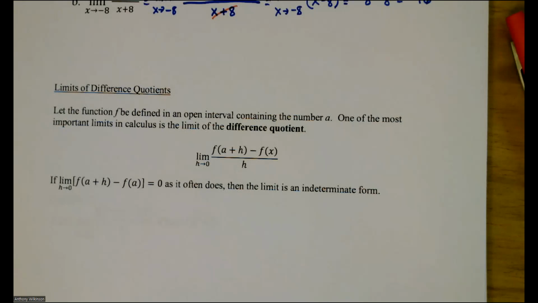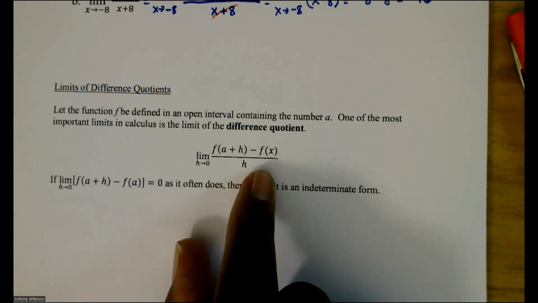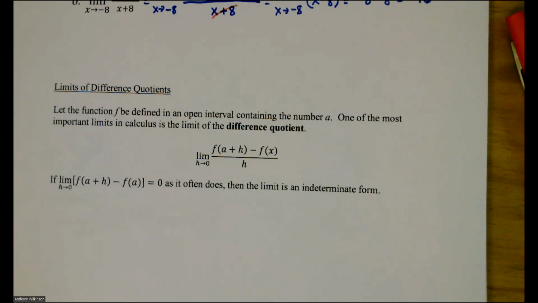Now keep in mind, when we get into talking about the derivative or introducing you to the derivative, we're going to be dealing with this difference quotient. And if the limit as h approaches 0 of the quantity f of a plus h minus f of a is equal to 0, as it often does, then that limit is going to be in an indeterminate form. So in some cases, you may have to simplify a bit by doing some factoring if at all possible, or you might have to use conjugates.